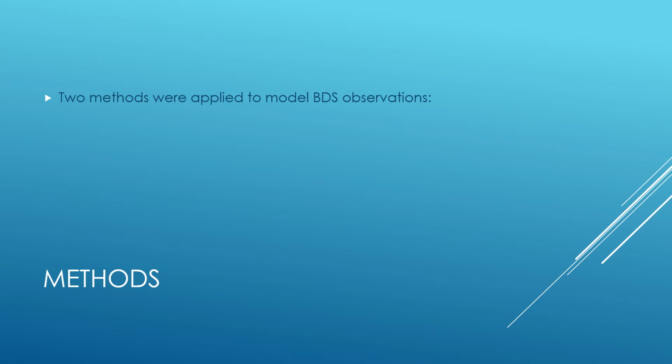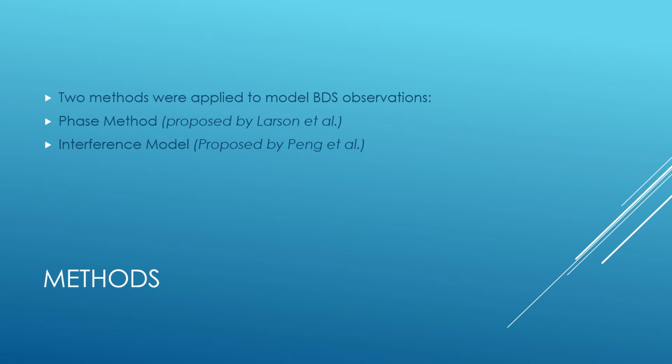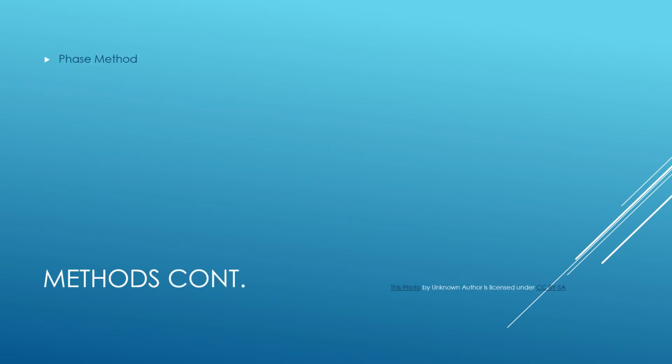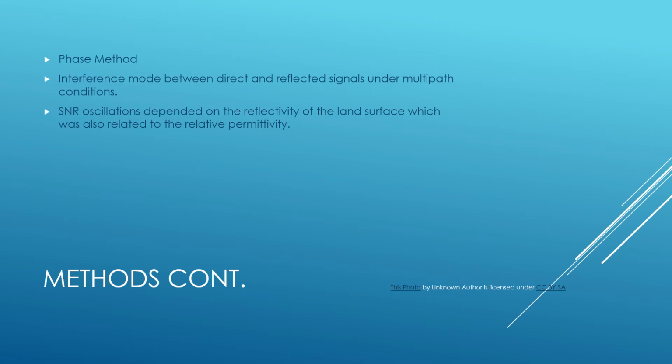Two methods were applied to model BDS observations. The first method was the phase method, and the second method was the interference method or model. Looking at the phase method, the main theory behind it is the interference mode between direct and reflected signals under multi-path conditions. Signal-to-noise ratio oscillations depended on the reflectivity of the land surface, which is also related to the relative permittivity, which we'll talk about a little bit more here.